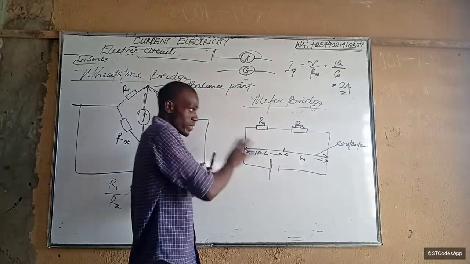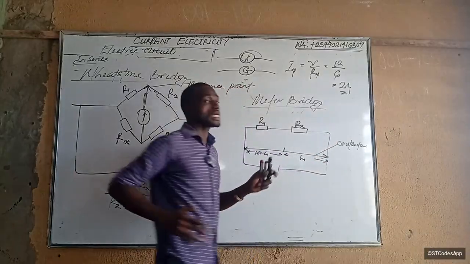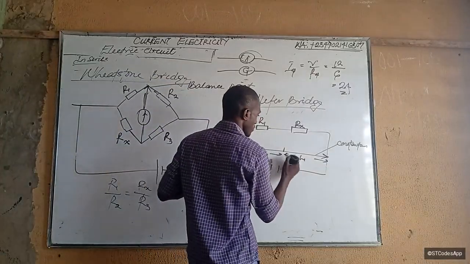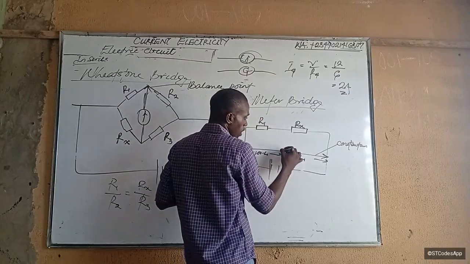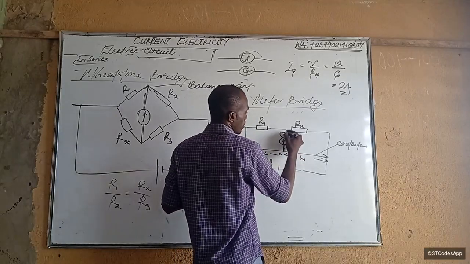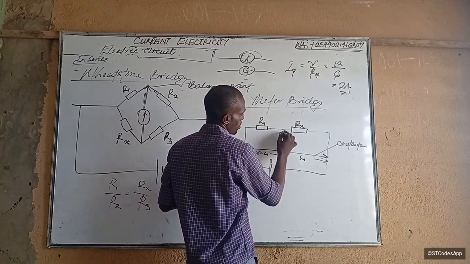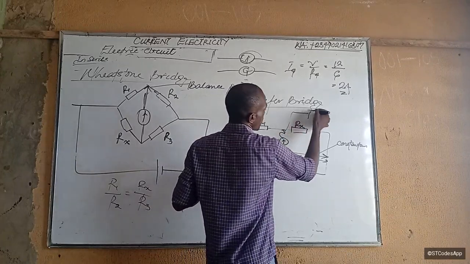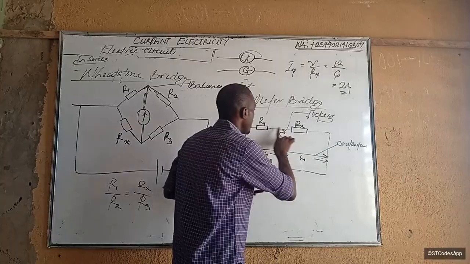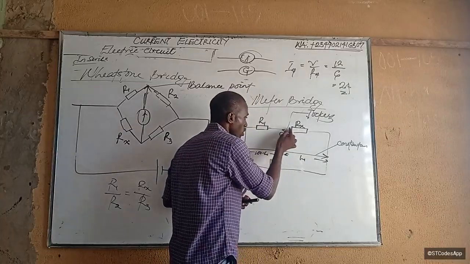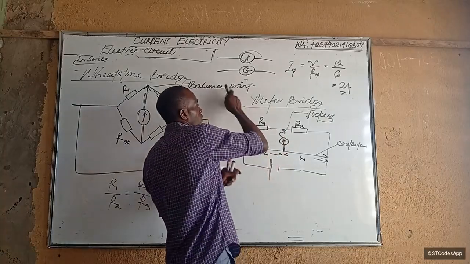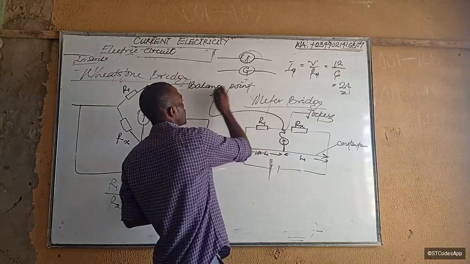Is that clear? The resistance varies like that with the length. You now control the galvanometer using a jockey. What's called a jockey? This thing here that looks like an arrow is our jockey. What do we do with the jockey? It's simply the same thing. You look for a balance point in between this resistance and this one, a point where the galvanometer does not deflect. When you get the point, that point is also called the balance point.